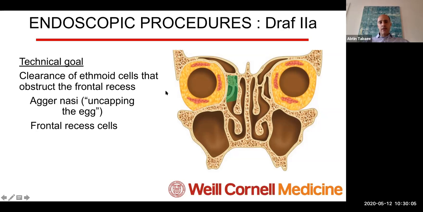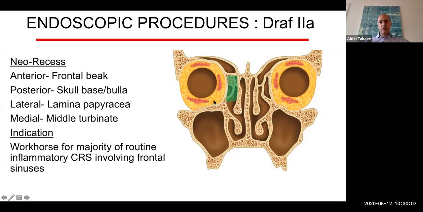This includes uncapping the Agger or opening the Agger nasi cell. And the neo-recess, once it's completed, is significantly wider, especially in the anterior to posterior dimension. The lamina papyracea hasn't budged, and so the lateral dimension is the same. And the medial dimension, the middle turbinate, hasn't budged either. This is where you've influenced it right in the middle, and on a sagittal view, you'd see a widening.